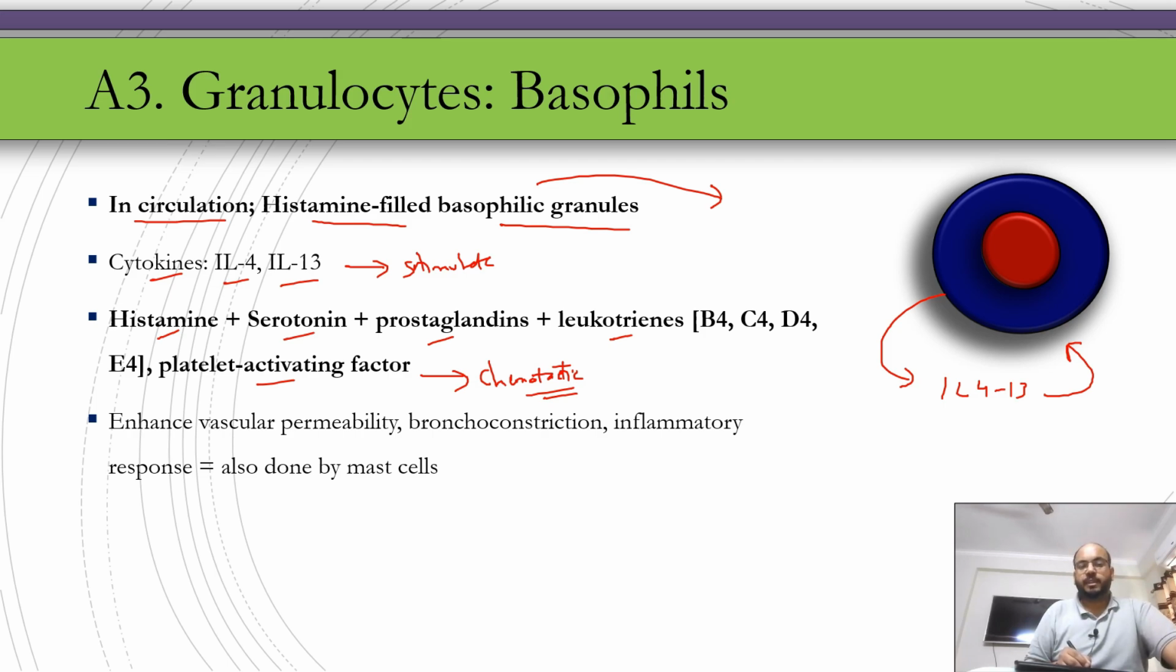Basophils, by using histamine, enhance vascular permeability, bronchoconstriction, and inflammatory response. All these processes can be seen because of mediators. By enhancing the vascular permeability, in the disorders in which basophils are implicated, you see redness, you see erythema, you see swelling. The same thing is done by mast cells. Mast cells and basophils are somewhat like brothers, so the function is overlapping. Clear? Let's move forward.